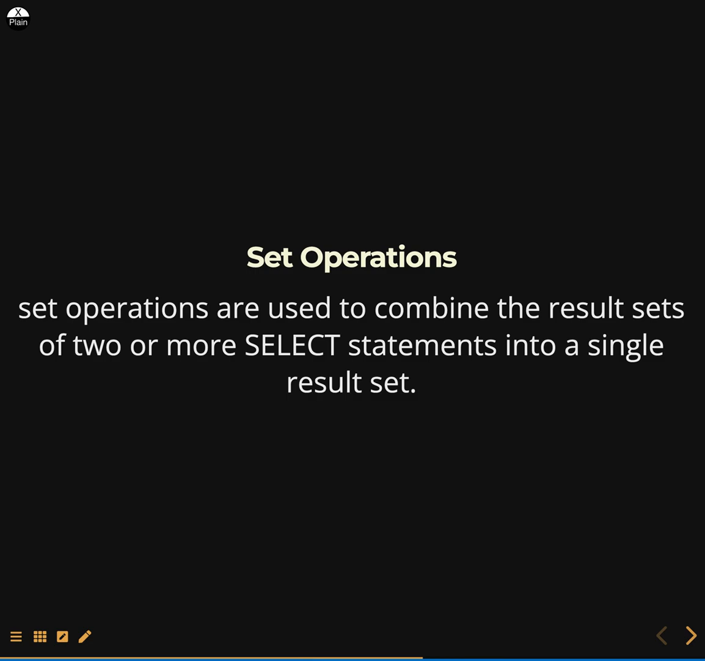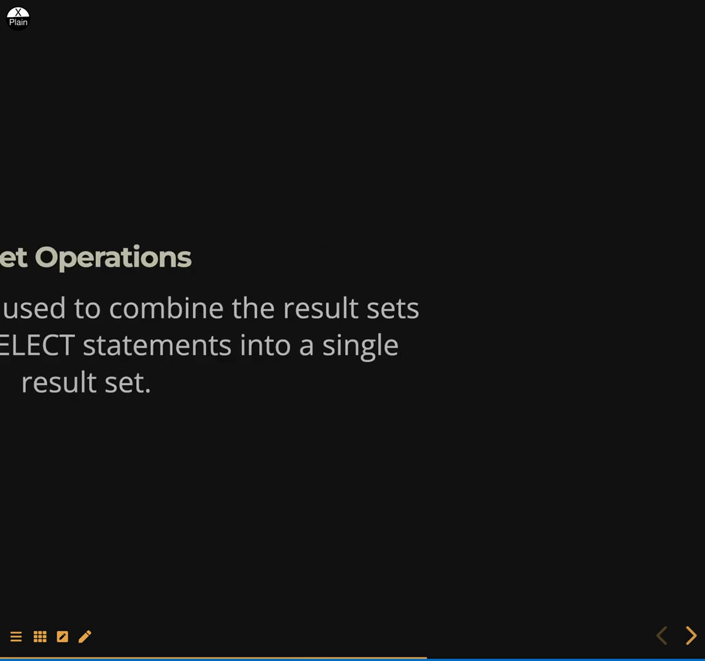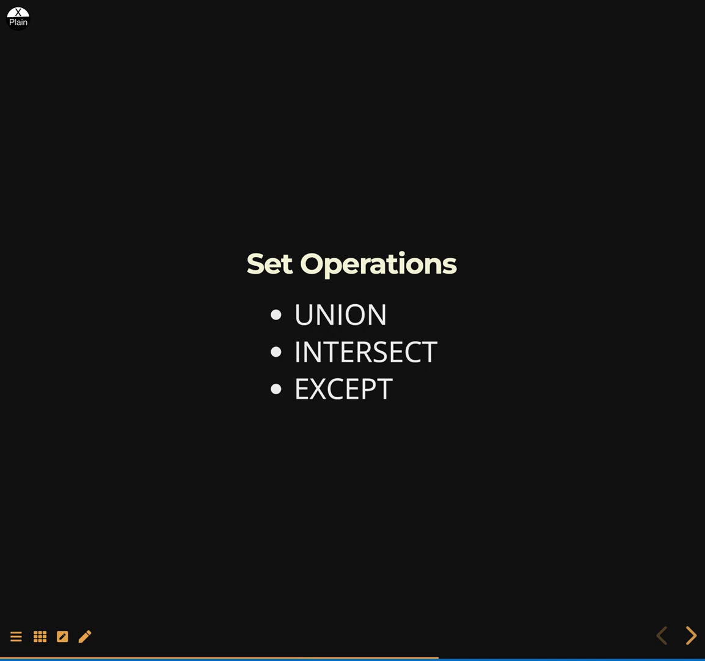Today we are going to talk about set operations, part of the database management system course. In SQL, set operations are used to combine the result sets of two or more select statements into a single result set. There are three main set operations in SQL: union, intersect, and except.